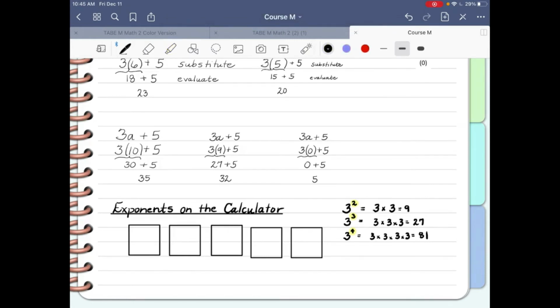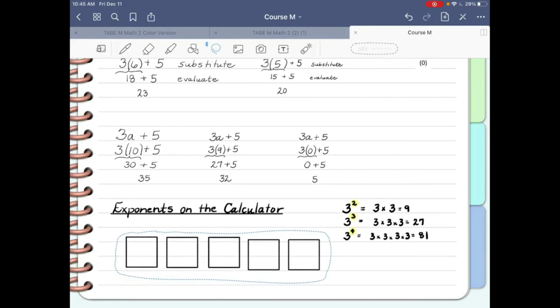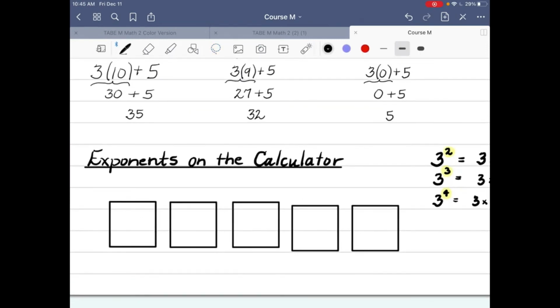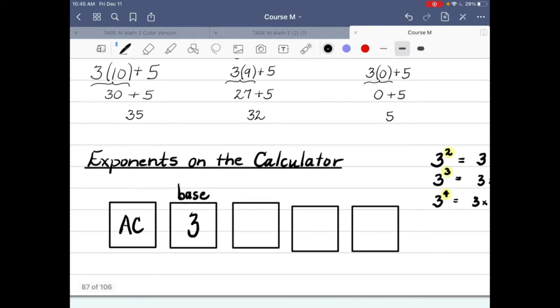So this time I'm going to use the 3 to the fourth power to put into my buttons here. Let me pull that down a little bit. So the first thing I'm going to do as always is hit all clear. And then you put in the 3. That's called the base. And in order to put in the exponent, you need to hit the button that is above the clear key. It's x to the y. This is called the exponent key.